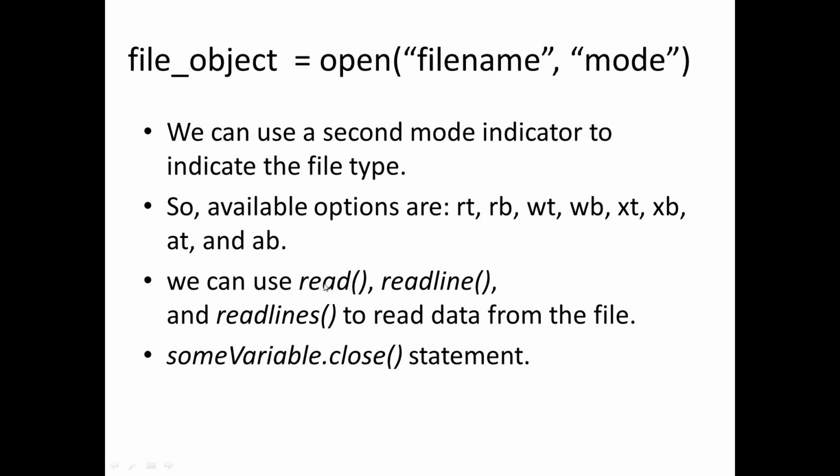We can also use read to read information from a file, or readline to read line by line in a file. And then we have to close the file when we're done with it, and the same variable name, that is the file object, is used to close that file. So we are using in this case the file object's open method. We'll use its read method, and here we are using its close method.